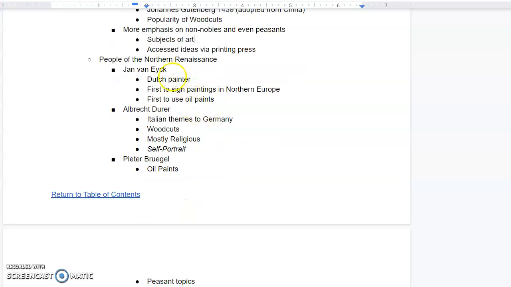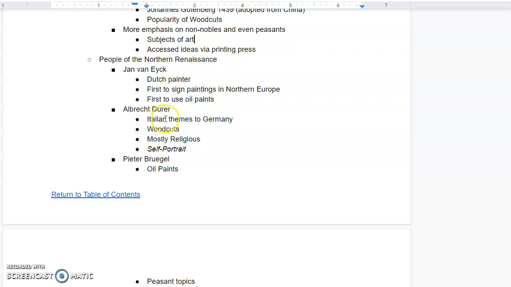One is Jan van Eyck, a Dutch painter who was, we believe, the first to sign his paintings. We had that image the other day of Giovanni Arnolfini and his bride, where he signed his painting, "Jan van Eyck was here," up above. We also believe he was the first to use oil paints. Today there are many more types of paints, but at the time this was a breakthrough in the ways they could blend color and paint.